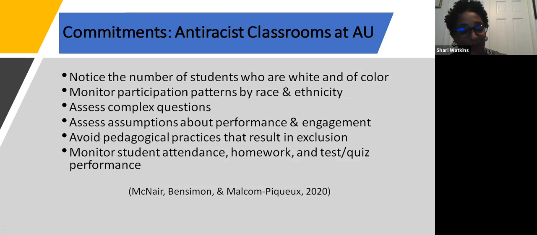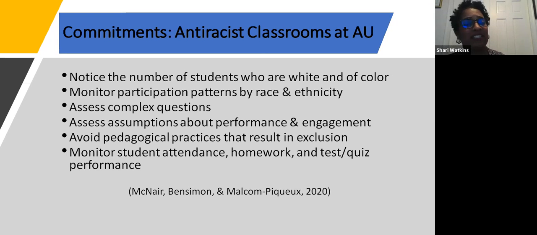Because again, this work is ongoing, right? And so it's really important. Some of you mentioned this, and some of us are already doing this. It's really important that we notice the number of students who are white and Black in our classrooms. Sometimes people will adopt a colorblind ideology, but it's important that we see students, and that we recognize the number of students who are white and Black, because we have to be intentional in our efforts. If we're intentionally working to support all of our students, we have to notice who our students are.